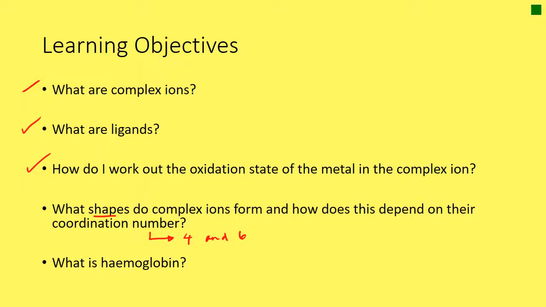So good, now we have quickly done our first 3 learning objectives, and now we're going on to shapes. What shapes do these complex ions form, and how does this depend on their coordination number? And while we're here, let's just say that at A level we deal with coordination numbers 4 and 6 mostly, with the odd coordination number 2. So we've got coordination numbers 4 and 6, mostly 6, bit of 4 and the odd 2.